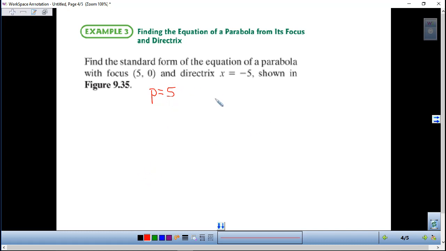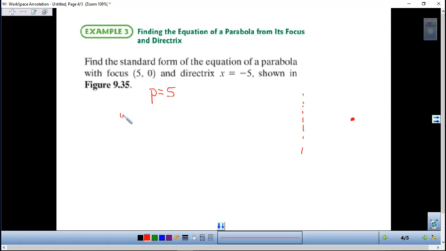Now, is this opening up or down? Well, if we've got a positive value here, that means it's going to open in the positive direction. Now, if x is changing on this, what do we know about the way it's opening? It's opening to the right, isn't it? We could even sketch this. We've got x equals -5 here, and a focus over here at (5, 0). So it would have to open sideways.